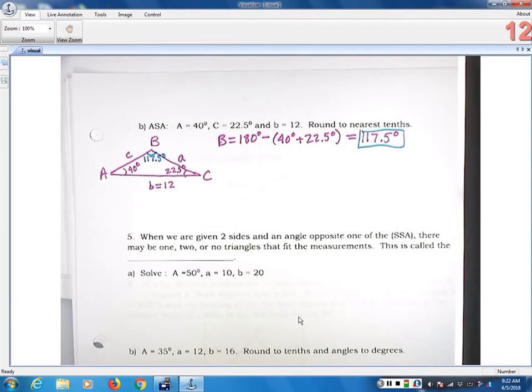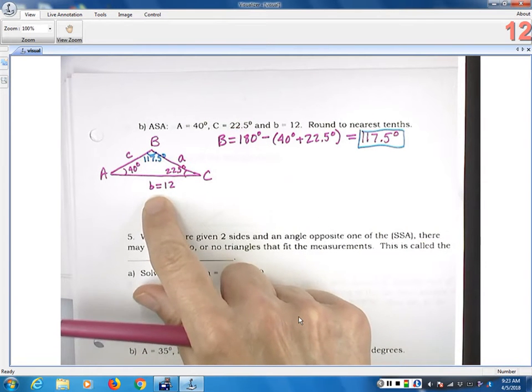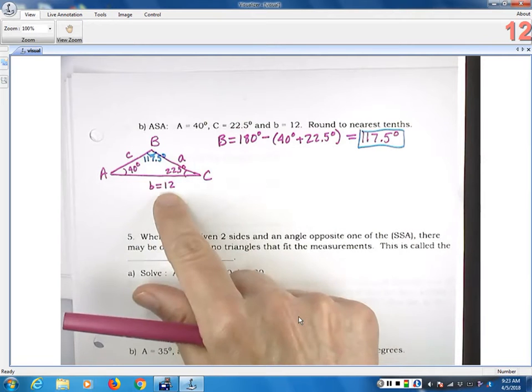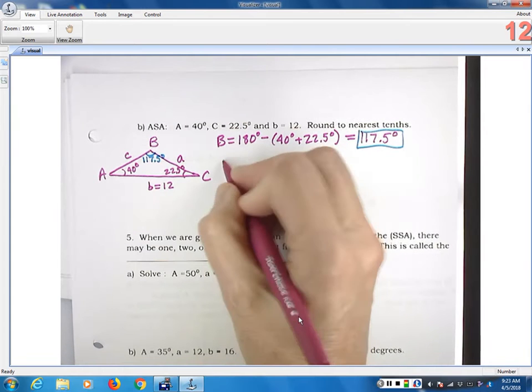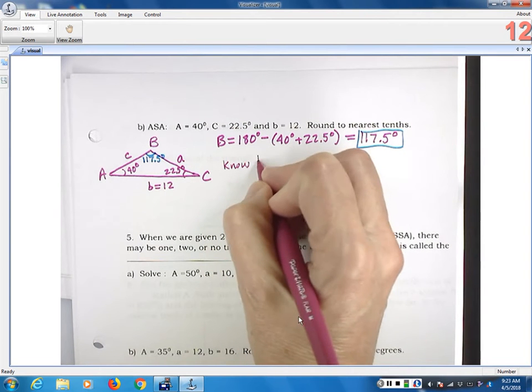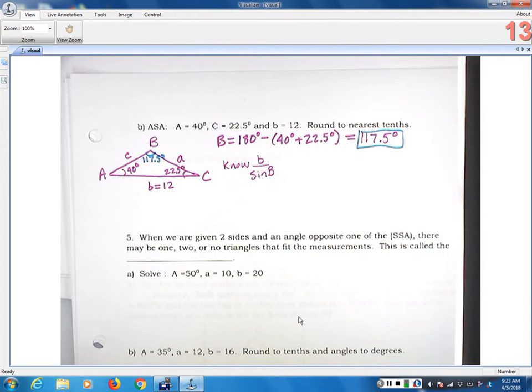Now, in order to use the law of sines, you have to be able to get a side over the sine of a known angle. So now we know b over sine b. And it wasn't a problem that we didn't know that when we started because we could easily find that third angle. So we're going to use proportions again. Now we just need to find sides A and C. So it's going to work exactly like we did the other one.